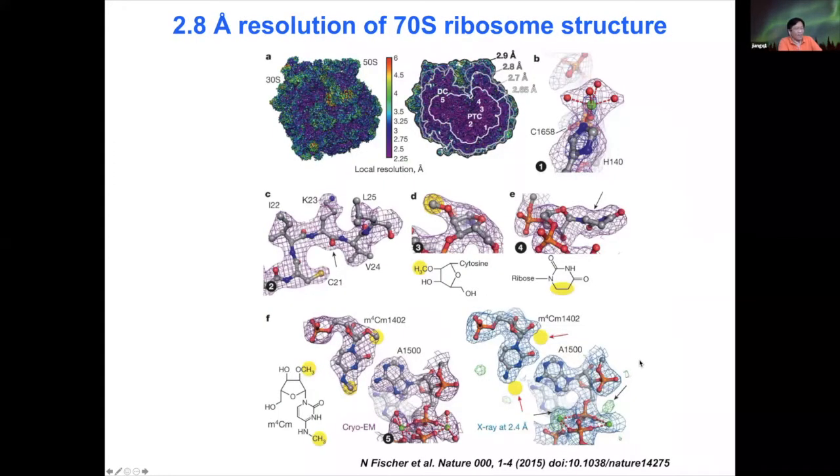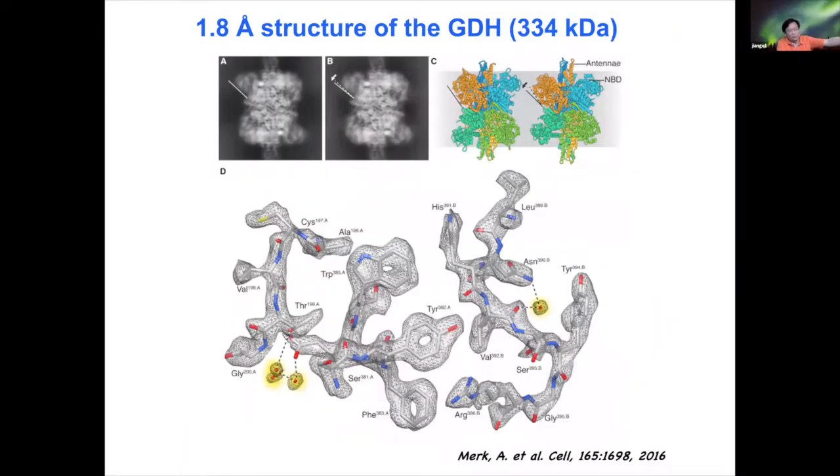This is a large complex, the 70S ribosome at 2.8 angstrom. I'm not going to go through the details. And this is one of the highest resolution structures obtained by Cryo-EM: the 334 kilodalton GDH, purified from bacteria, where using Cryo-EM it's possible to reach 1.8 angstrom. At the bottom, you can see the electron density map really matches the atomic model, and the expected hole in the middle of the benzene ring is clearly visible in this side chain of a tyrosine residue.